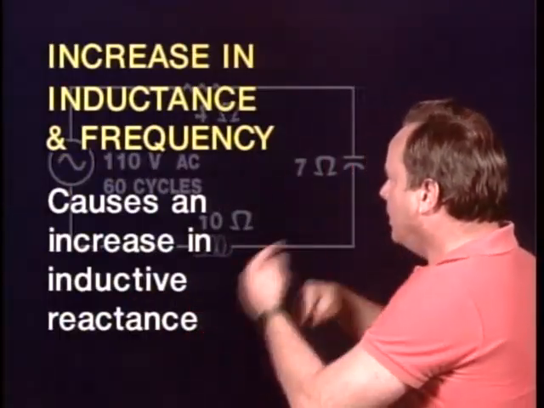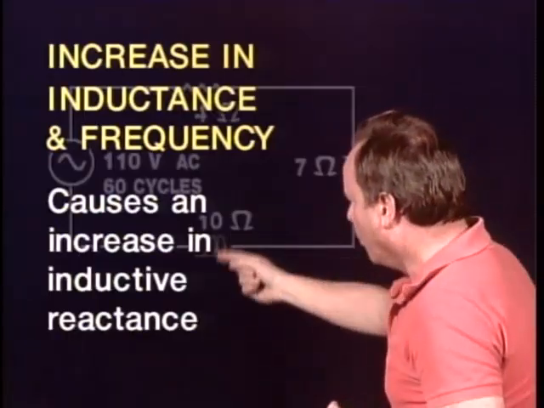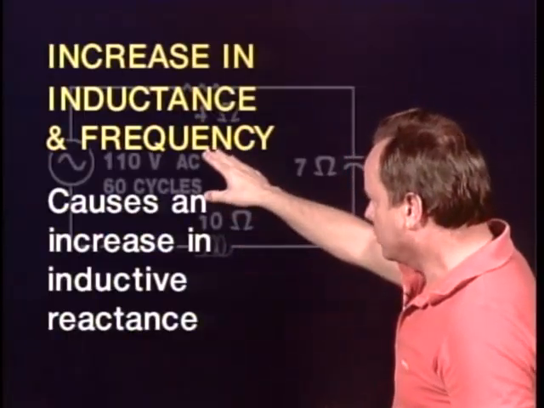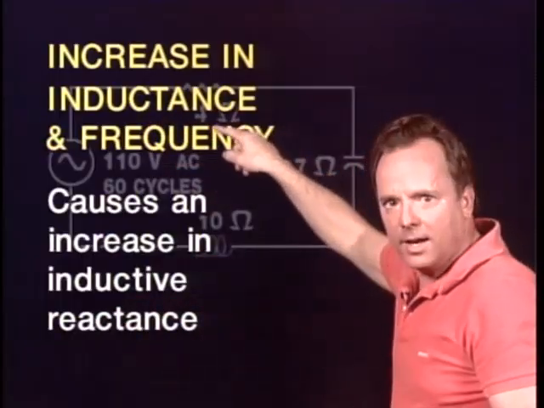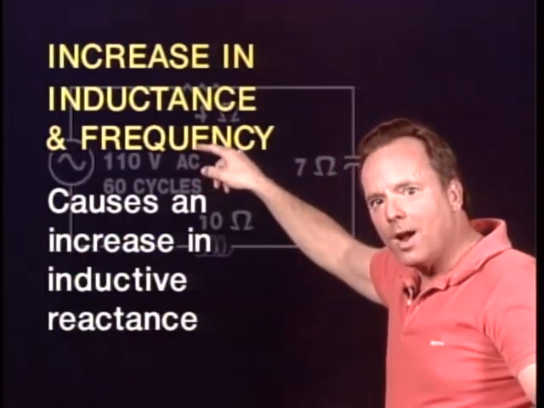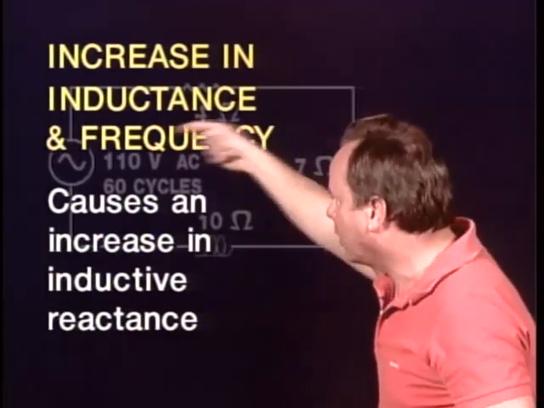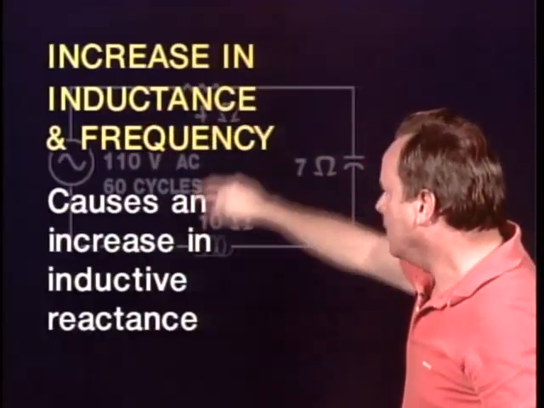And also, the more the natural inductance, the more the coils of wire around there will change the inductive reactance. So an increase in inductance itself, and that is how many wires are wrapped around there, how tightly they're wrapped, whether or not you have a core in it, that will change the inductive reactance.